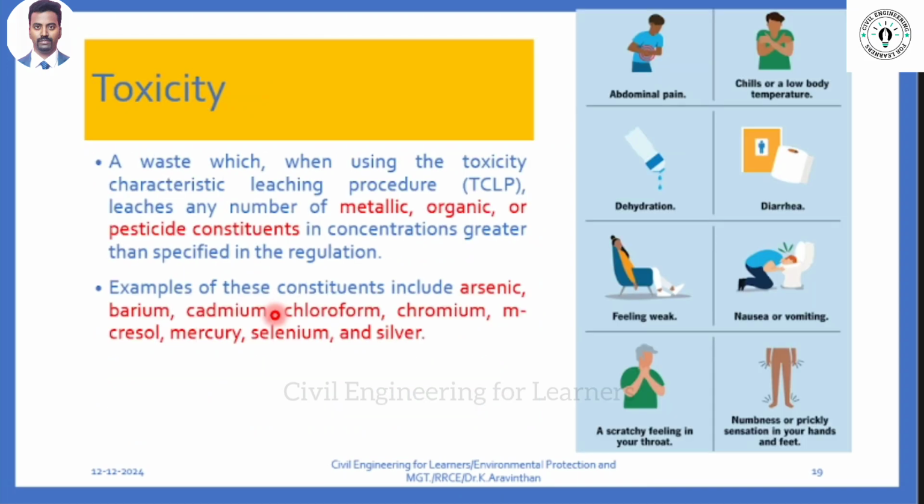The fourth one is toxicity. These are examples of the effects humans will incur when they consume hazardous waste. Abdominal pain, chills or low body temperature will happen. You might feel weak, diarrhea might happen, etc. So these are the characteristics when humans consume hazardous waste. Examples of toxic wastes are arsenic, barium, cadmium, etc.